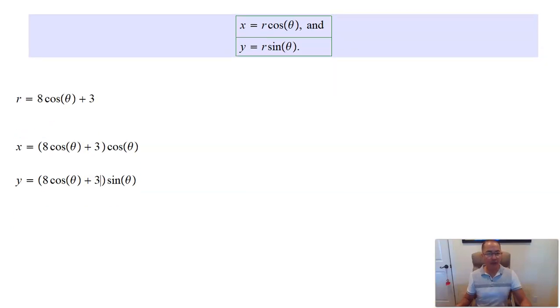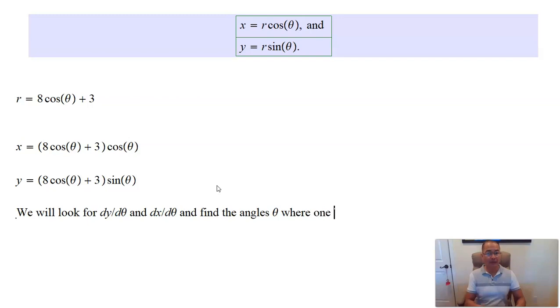Now, what do we need to find horizontal or vertical tangent lines? Okay, so we will look for dy by d theta and dx by d theta and find the angles theta where one of these derivatives is zero. Okay, now if you're one of my students, we saw that in parametric curves, okay, when we had x and y as functions of t, it's possible that both derivatives are zero. That can certainly happen. It may not happen in this example, okay? But to be sure, we are going to look for where one of them is zero, and then we'll compare, okay? Is there a possibility that they are actually zero at the same angle? And then we'll deal with that, okay? So hopefully that won't happen.